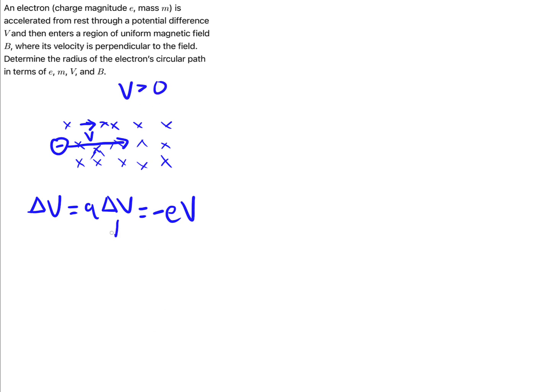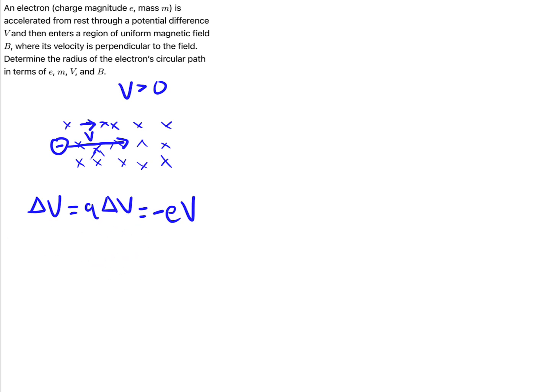So delta V is the final electric potential minus the initial electric potential. In this case, it's positive. The final electric potential is higher than the initial electric potential, and this is true because it's a negative charge. Negative charges move from low electric potential to high electric potential, in the opposite direction of positive charges.